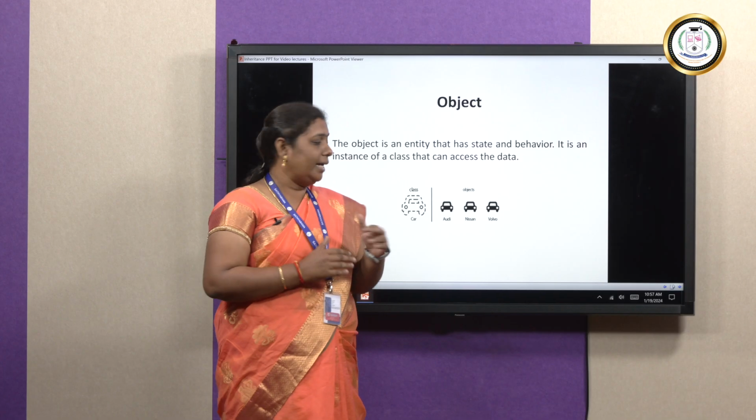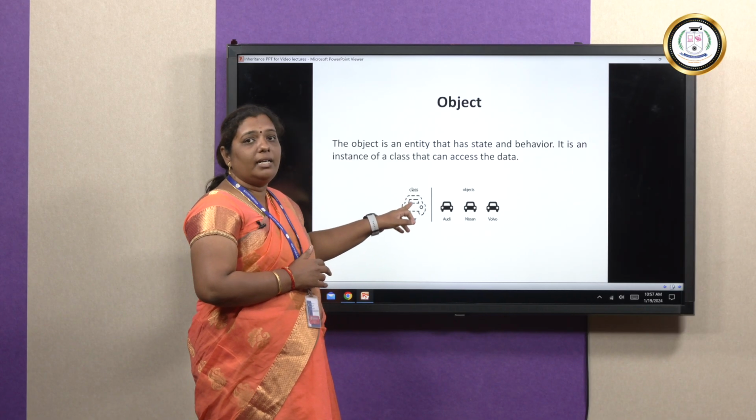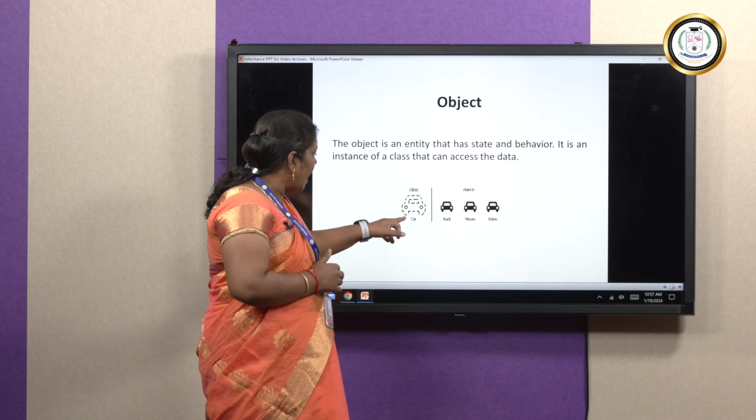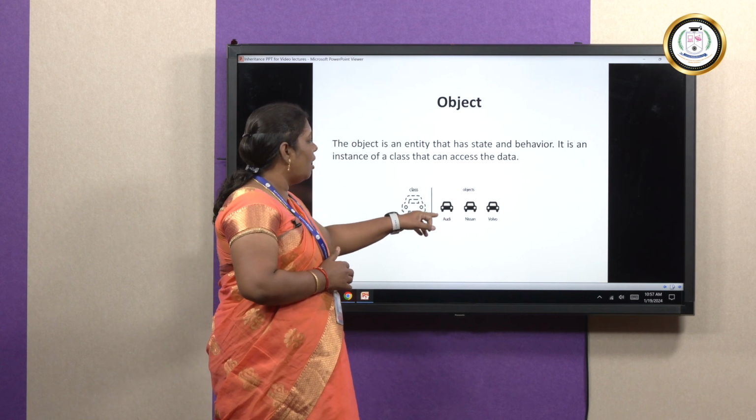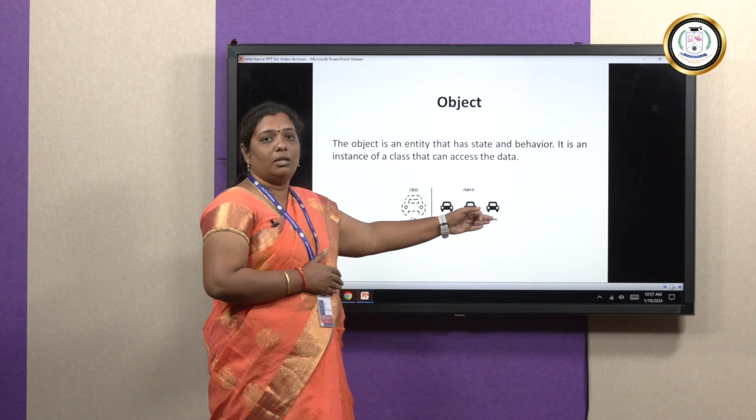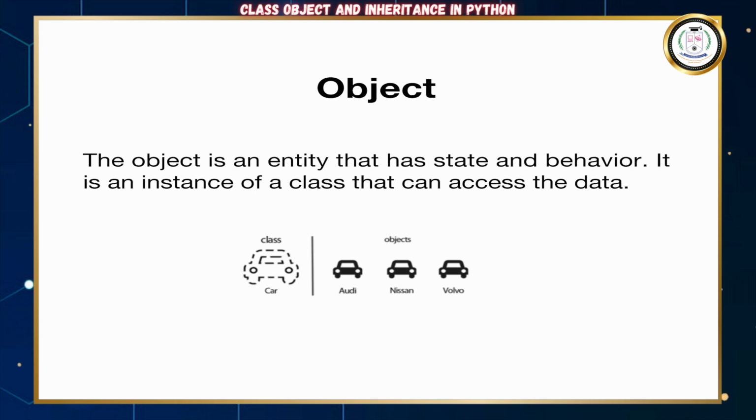For example, a class is a car. Car is the name of the class. So the class car contains the objects Audi car, Nissan car, Volvo car. So the car is the class. It contains the collection of objects. So the collection of objects is called as the Audi car, Nissan car and then Volvo car.